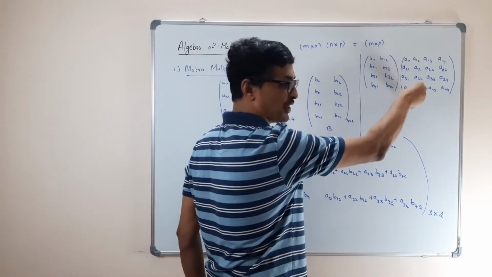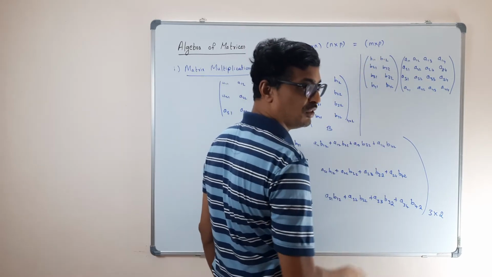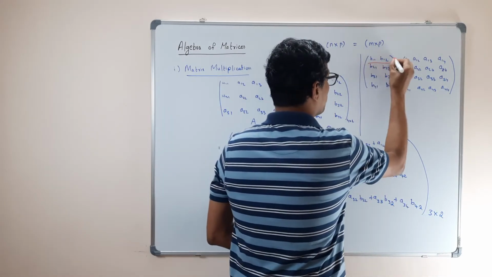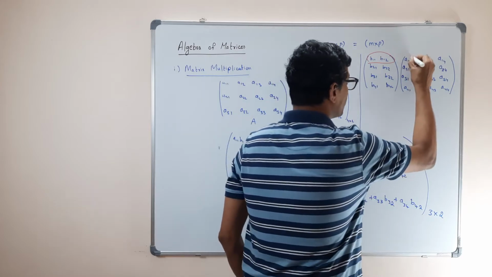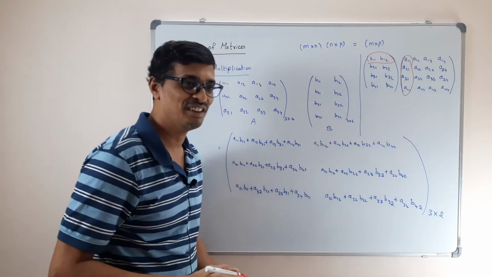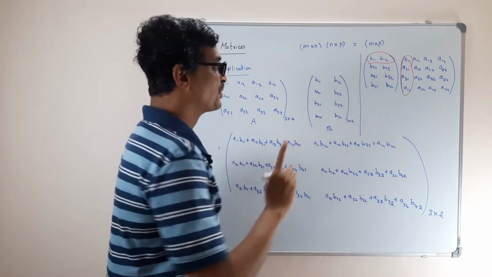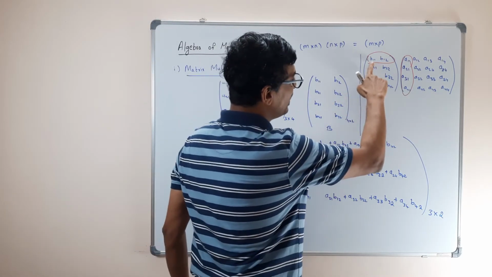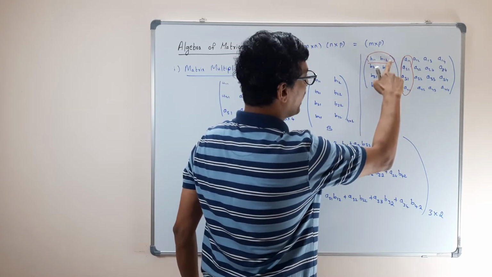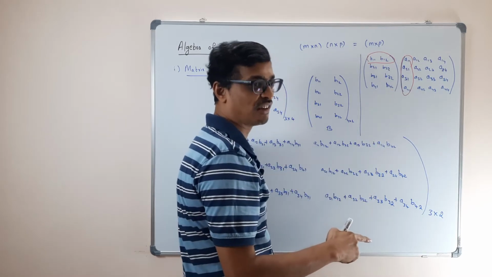First row and the first column, correct? How many elements are there in the first row? 2 elements. And how many elements in the first column? 4 elements. Can you write it in this form? You can't. So remember, for matrix multiplication, we can only do it when the number of columns of the first matrix is equal to the number of rows of the second matrix. Then only you can multiply it.